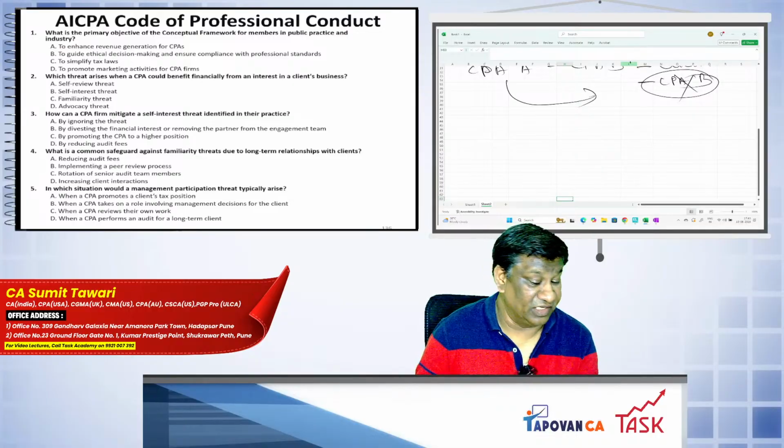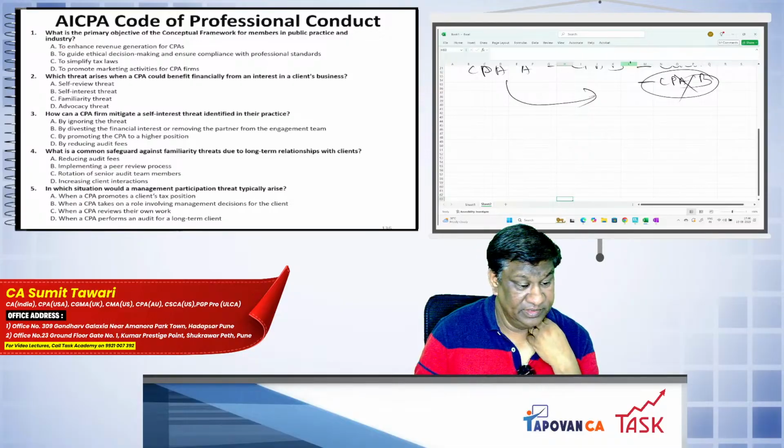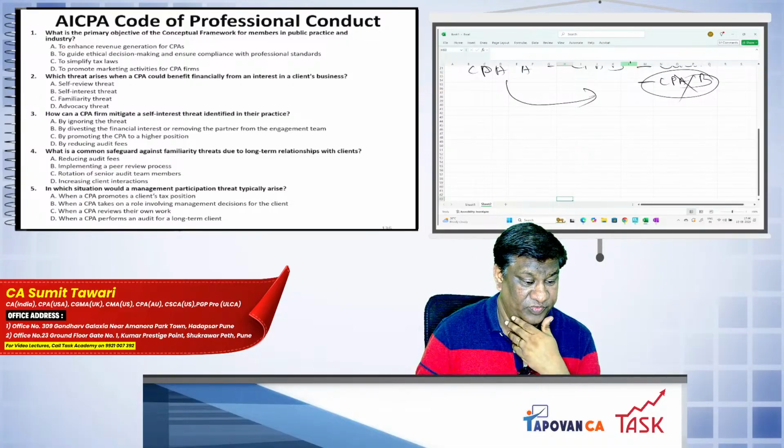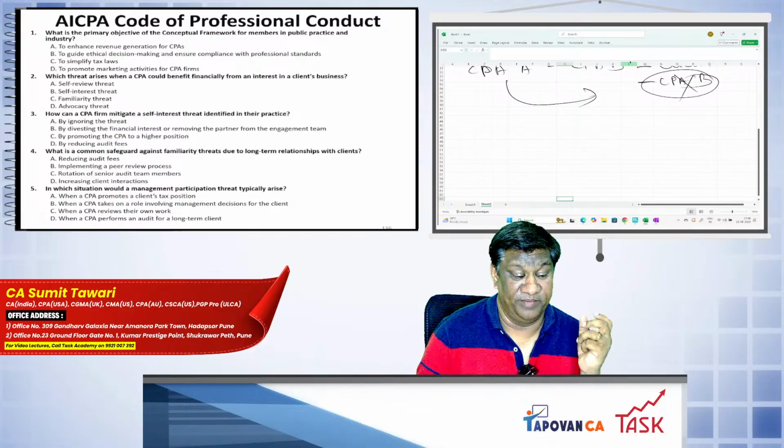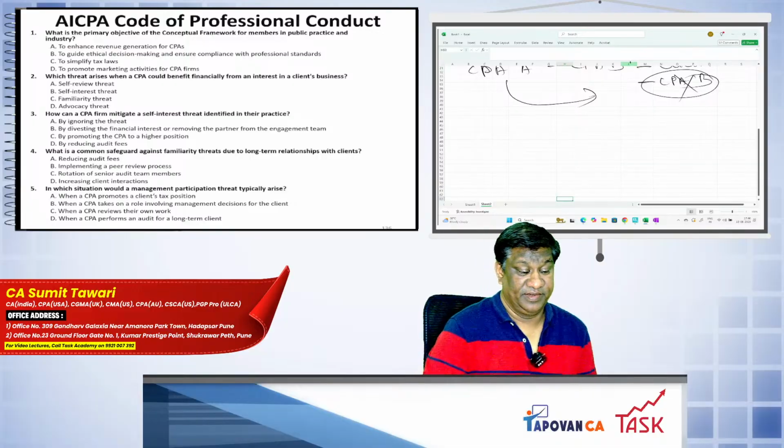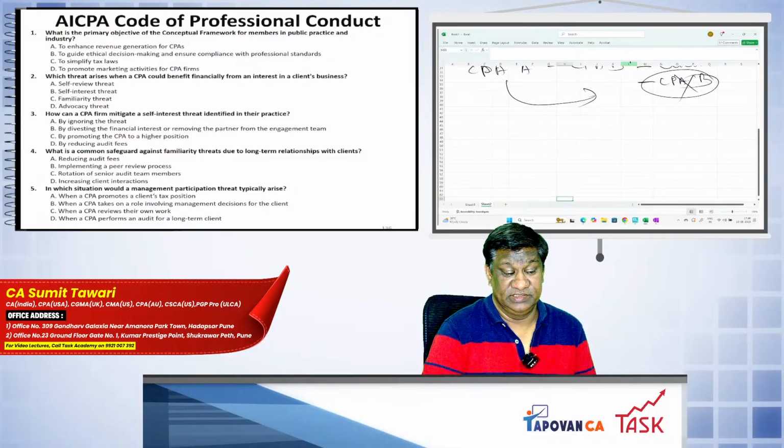Question number 4. I forgot to tell you, but you can identify. Option B, no. What is the common safeguard against familiarity threat due to a long relationship with the client? How can you maintain a safeguard? B is not the answer. Option C, rotation of senior audit team members. C is the right answer.